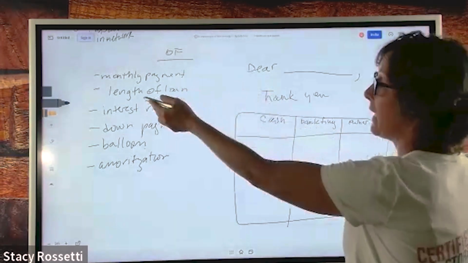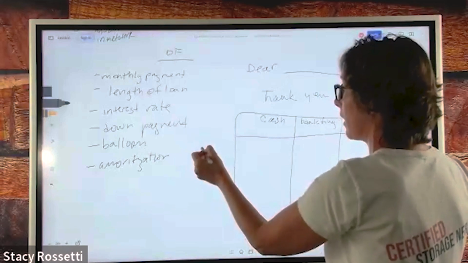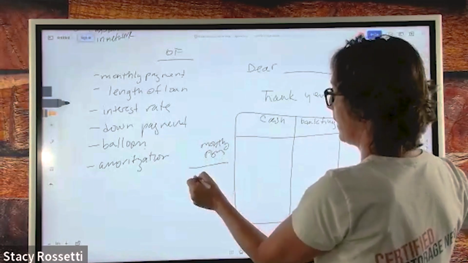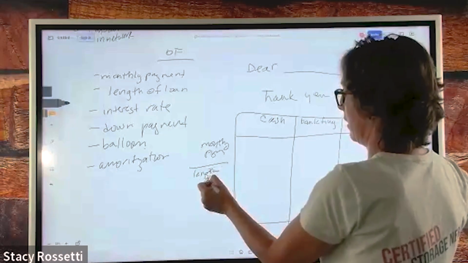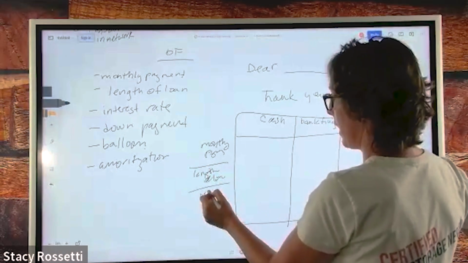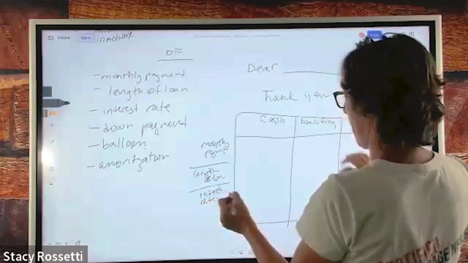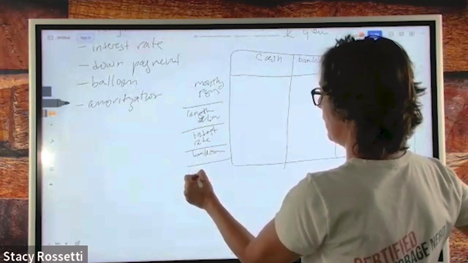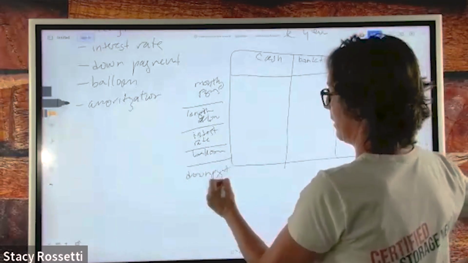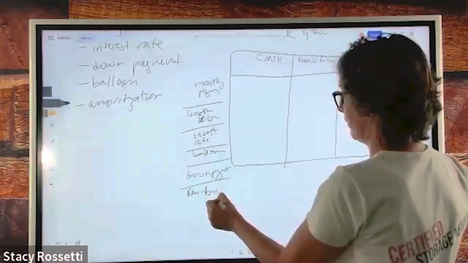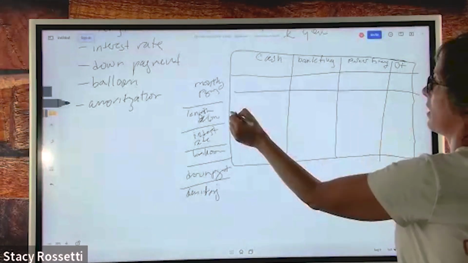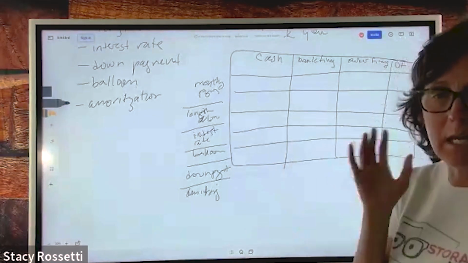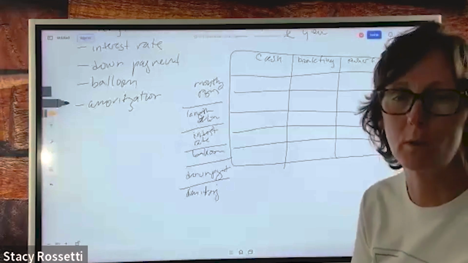And then these right here are what are here. So you have the monthly payment, the length of the loans, the interest rate, the balloon, the down payment, the amortization. And you're basically just spelling those out right here. It's like a table, essentially. It's a table that's offering 4 different offers at the same time.